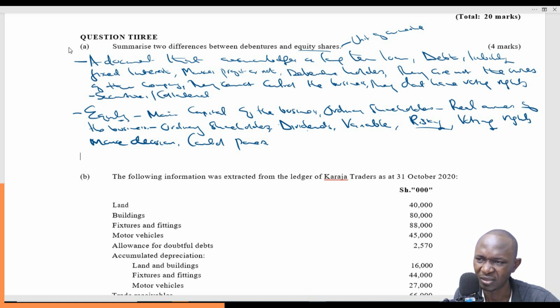The question only wanted two differences. I think you can pick more than enough.